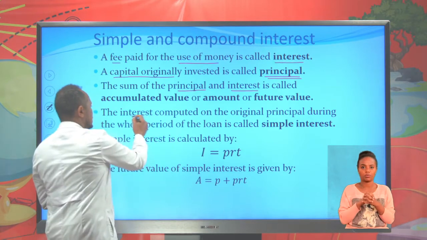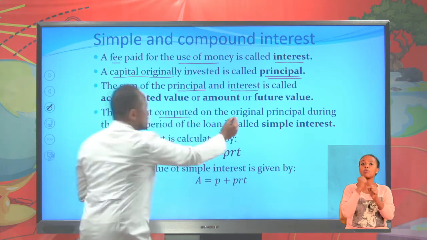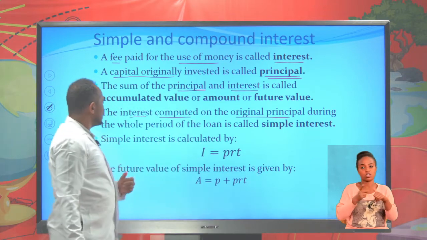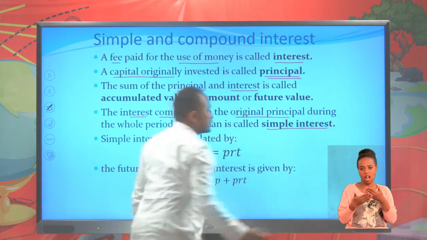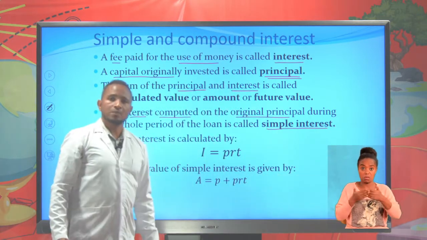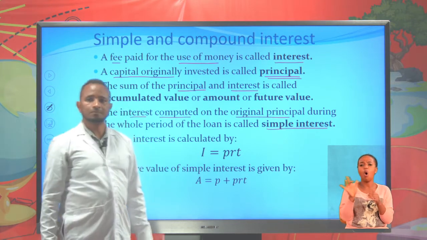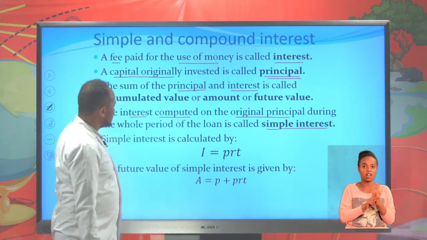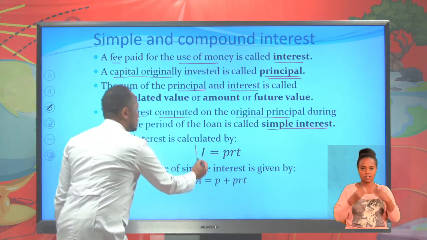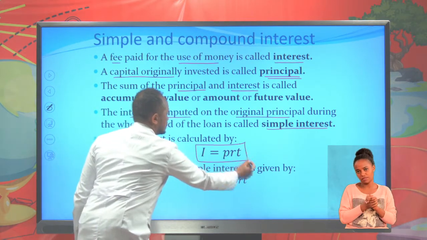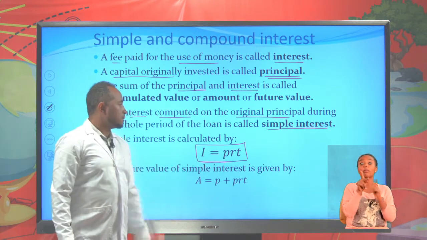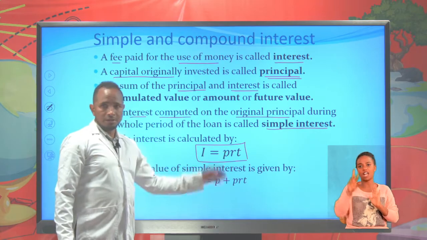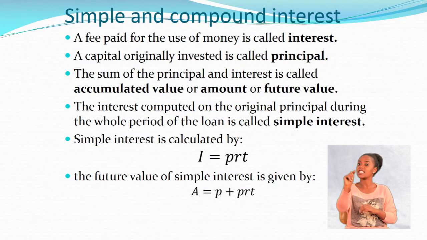The interest computed on the original principal during the whole period of the loan is called simple interest. Simple interest is the interest which is paid only on the original principal. And this simple interest is given by this equation. Simple interest is equal to PRT, where P is the principal, R is the rate, and T is the time length for which the loan is given.